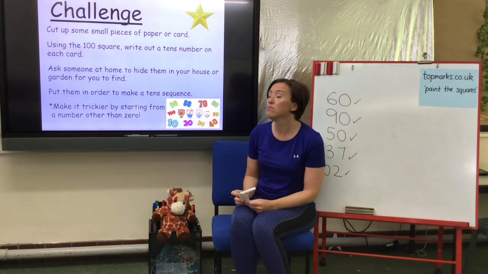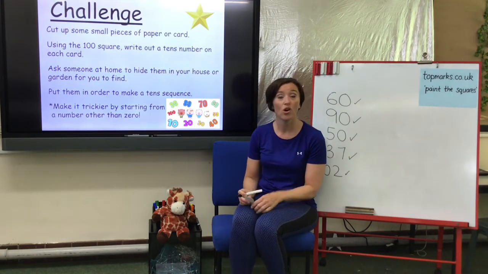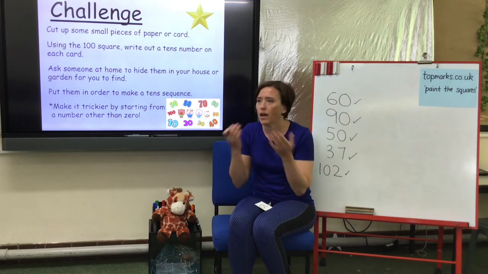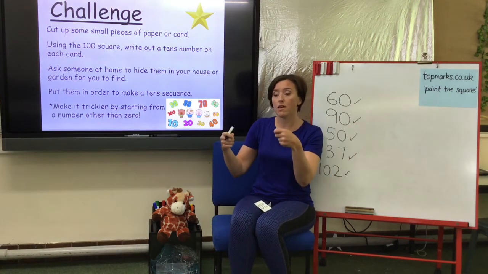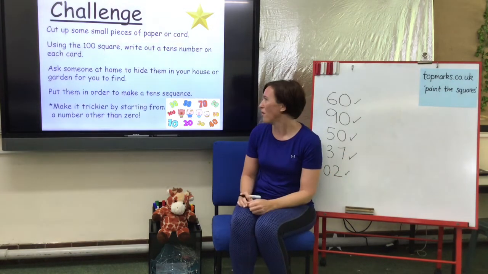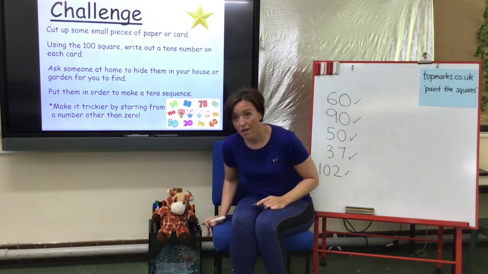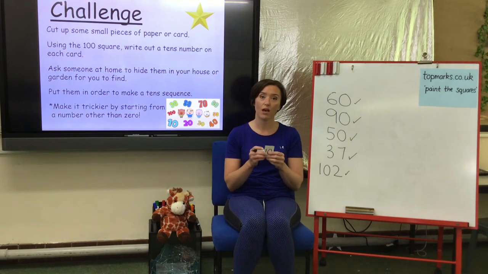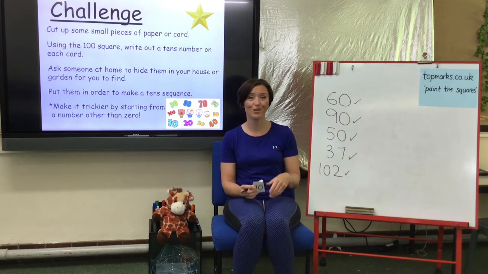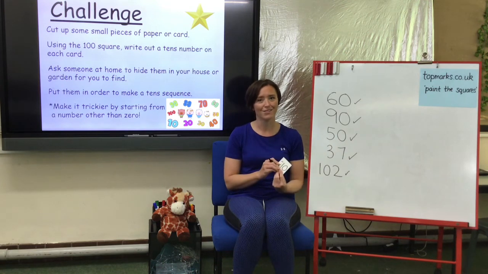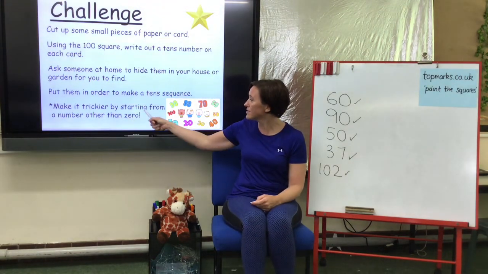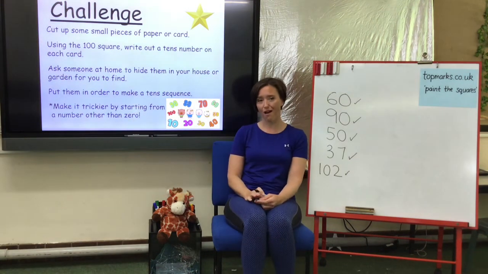Next, you need to ask somebody at home to hide them in your house or your garden for you to find. So when you're closing your eyes, maybe you can count to 20 or something, and the other person's going to hide them around so that you're going to do a little bit of a number hunt. When you find them, your job is to put them in order from the smallest to the biggest, or you could do it the other way and go from the biggest to the smallest number, so you make your own tens number line.